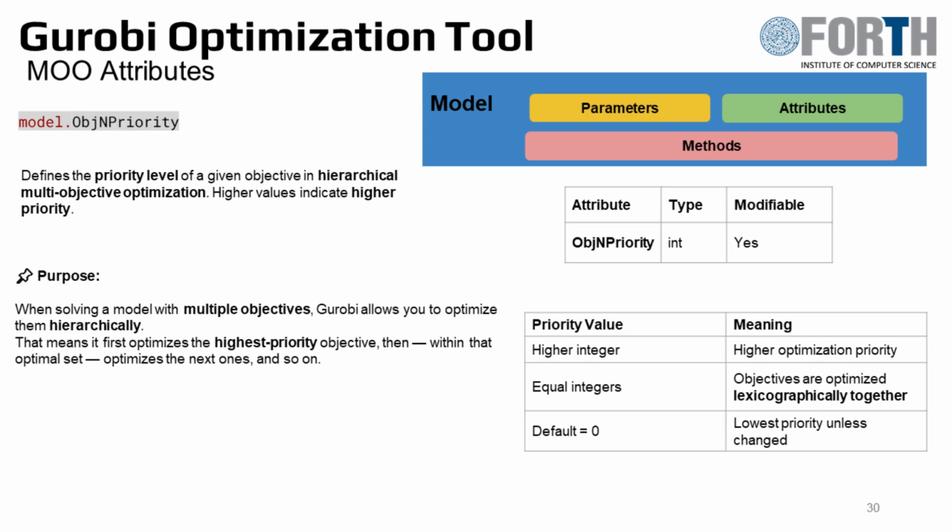Now we move to hierarchical multi-objective optimization. In this approach, objectives are not blended. They are ordered.